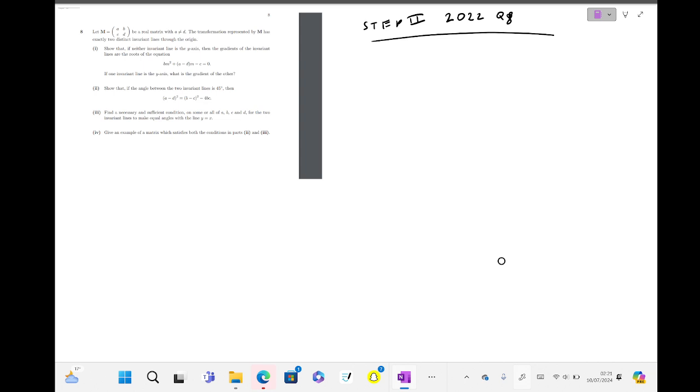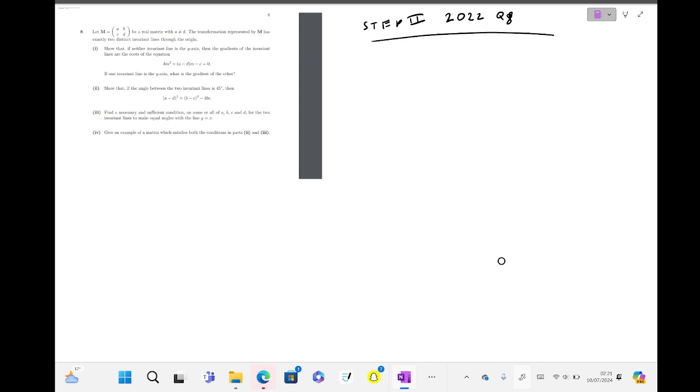Another reason I wanted to do this question specifically is because there are not enough matrices questions in STEP 2. It's like a new addition. So if you're preparing for STEP 2, really try and nail these questions because they're usually not too hard. I don't really think this question is insane, but it's interesting. So yeah, let's get into it.